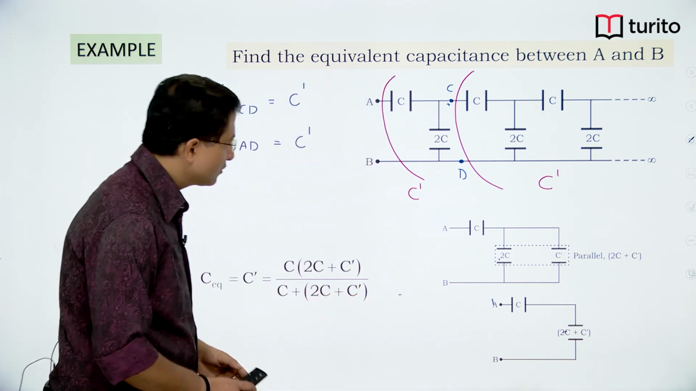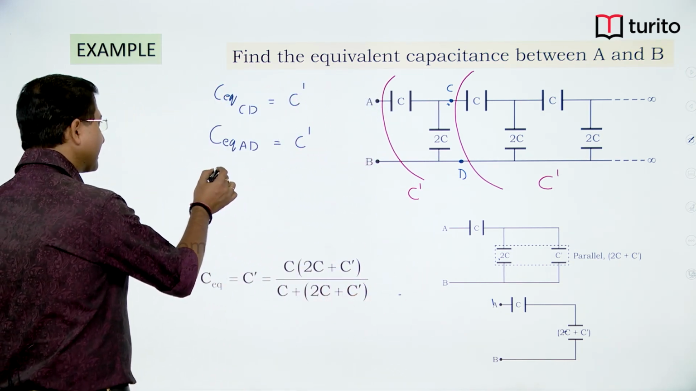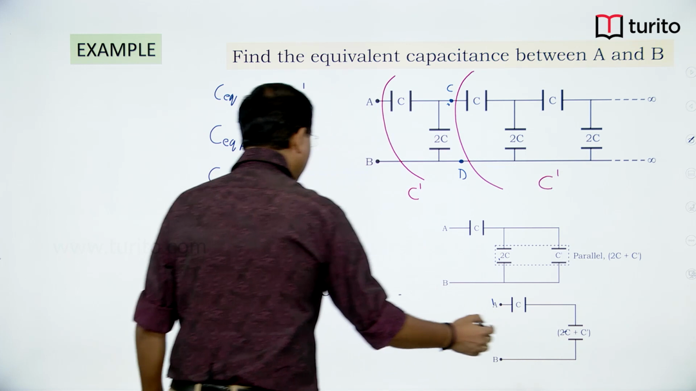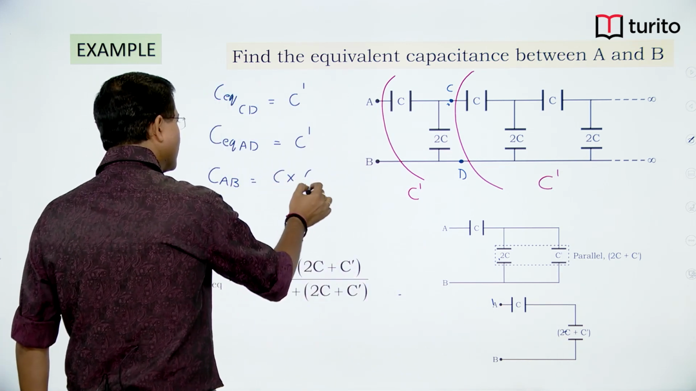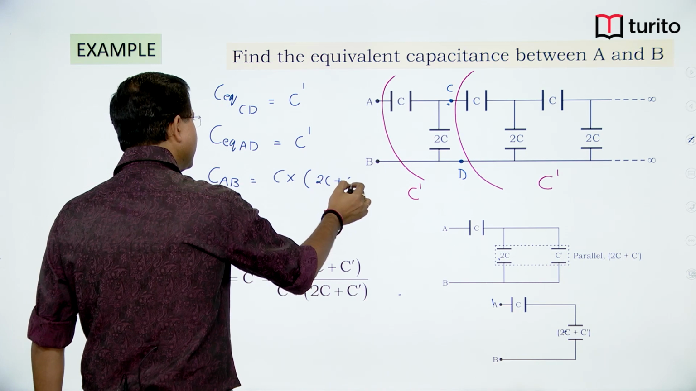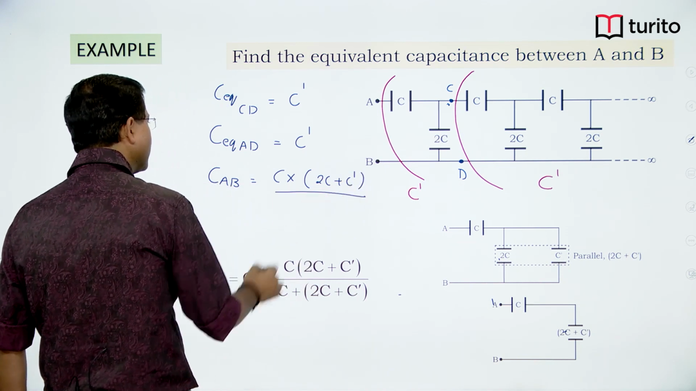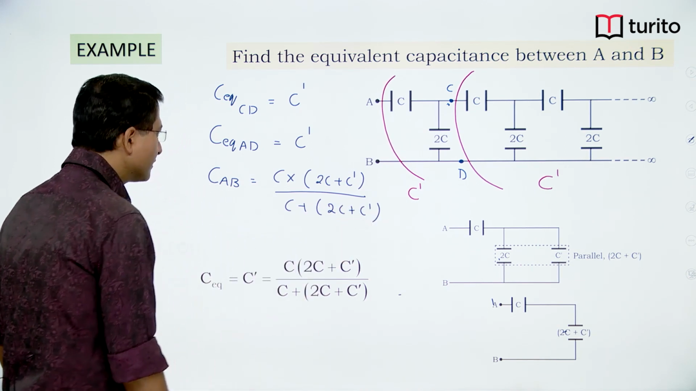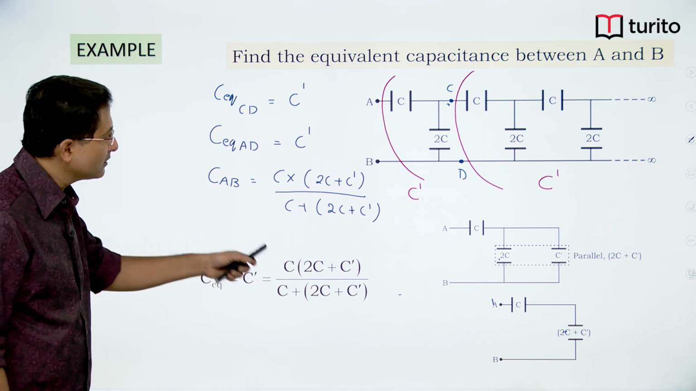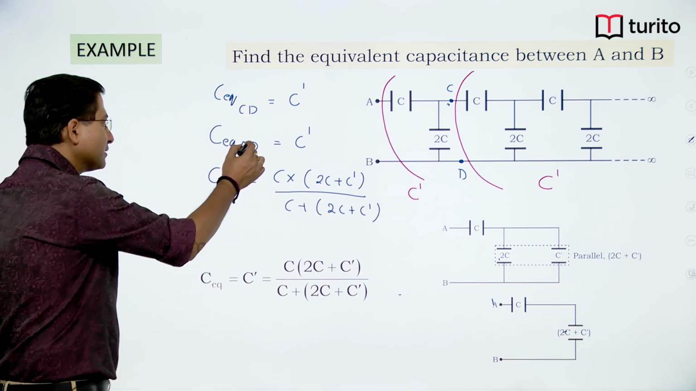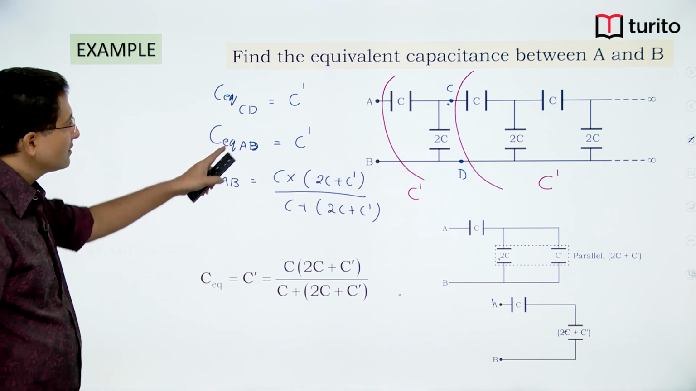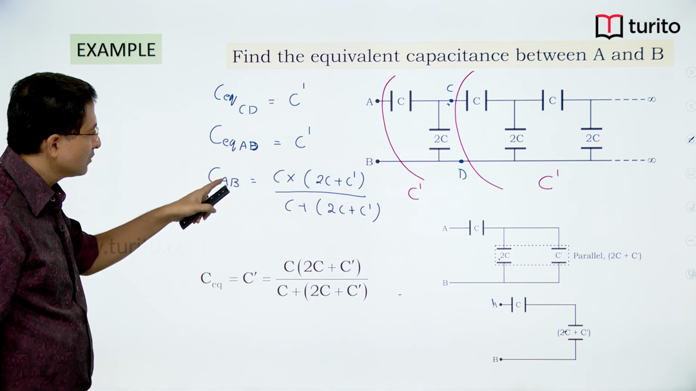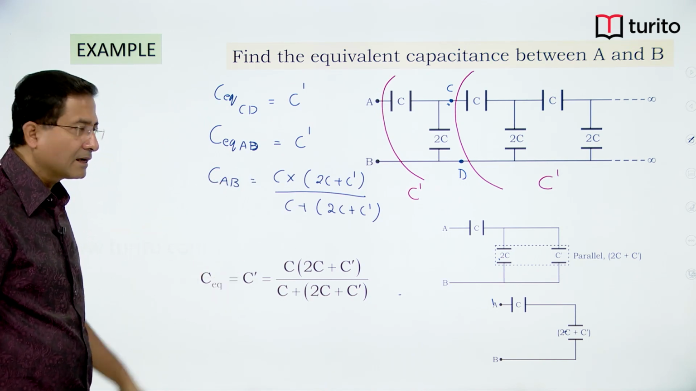Series formula is C1 C2 upon C1 plus C2, right. So what I can write, capacitance across AB, as these two are connected in parallel, I can write C into (2C plus C dash) upon C1 plus C2, right. So this is nothing but a parallel combination, and what is CAB? CAB across these two capacitances will remain C dash. So this is C dash only. So here I will write C dash.